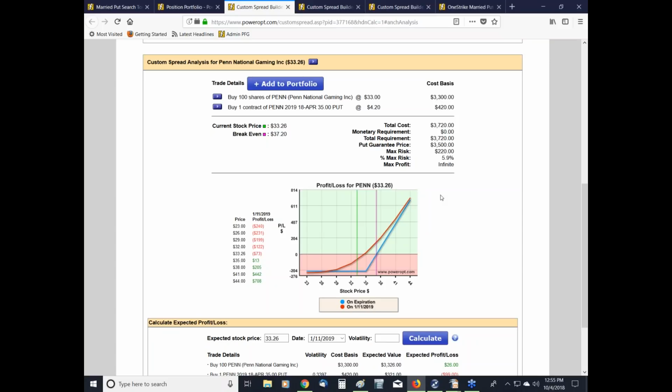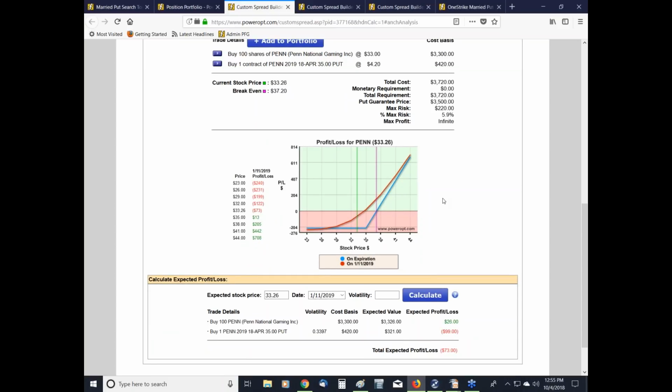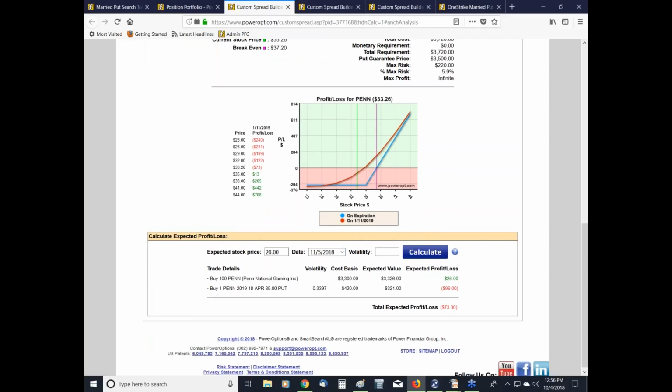Now, all that being said, do you have to exercise if it drops drastically? I'd usually close it before I'm out of time value on the position. But what is drastic? Let's say the stock drops to $20 per share, a very significant 13-point drop for whatever reason. Let's say it happens in the next month, by November 5th. Stock drops to 20. What do I know? Well, my put's going to be worth about $15. And here it shows the expected value of 15 if implied volatility stays where it is.